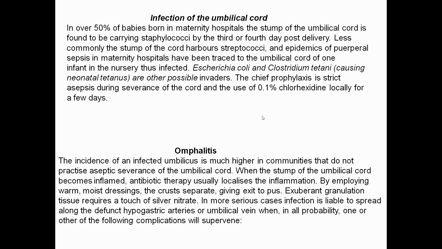Now we'll see omphalitis. The incidence of an infected umbilicus is much higher in communities that do not practice aseptic severance of the umbilical cord. When the stump of the umbilical cord becomes inflamed, antibiotic therapy usually localizes the inflammation, employing warm moist dressings, and the crust separates, giving exit to pus.